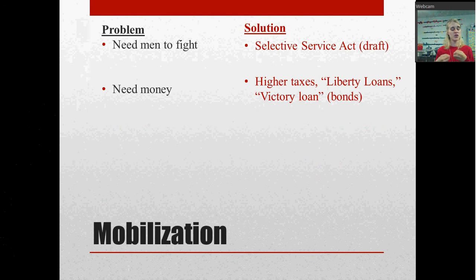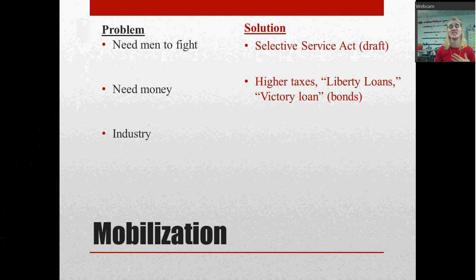If you keep it for 20 years, it might be worth $30. If you keep it for 50 years, it might be worth $100. So eventually, you can cash that back in and get your interest on your bond. But it's a way for the government to raise money in a time of war, and it's something that's pretty popular in both World War I and World War II.